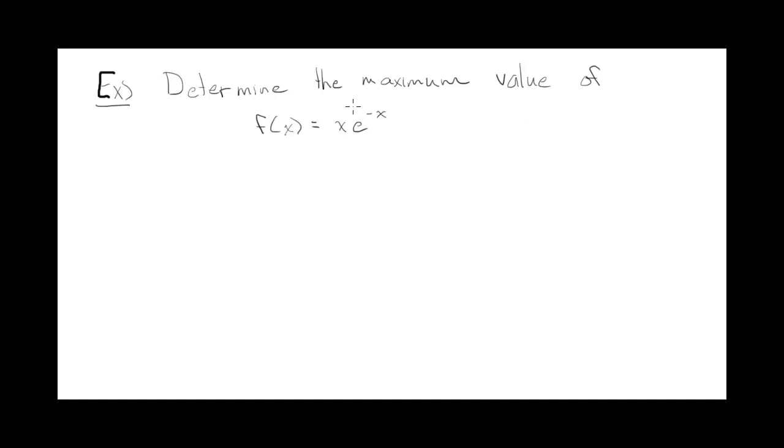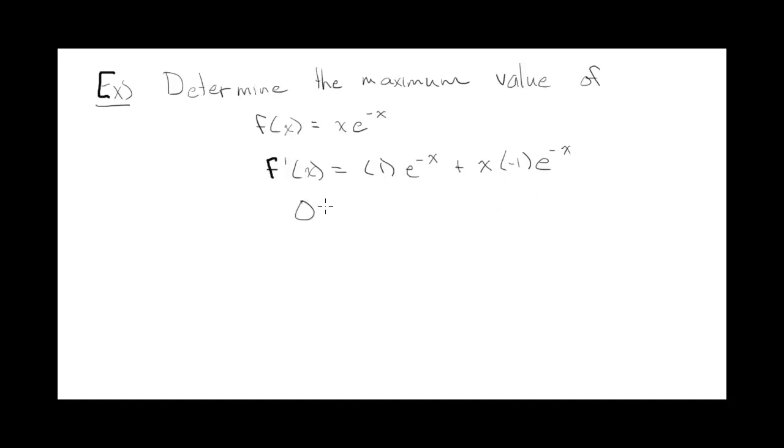In this example, we're going to use the first derivative test again to determine the maximum value of this function. This function involves an exponential, but it's the same concept. So you take the derivative. Here we have to use the product rule. The derivative of the first term, which is x, is 1 times the second term, plus the first term times the derivative of the second function, which would be negative 1 times e to the power of negative x.